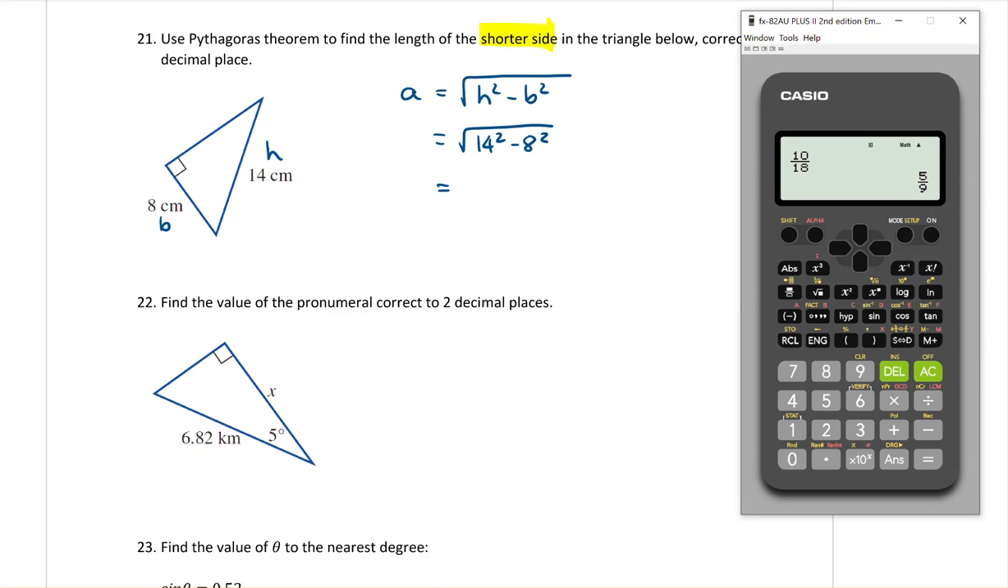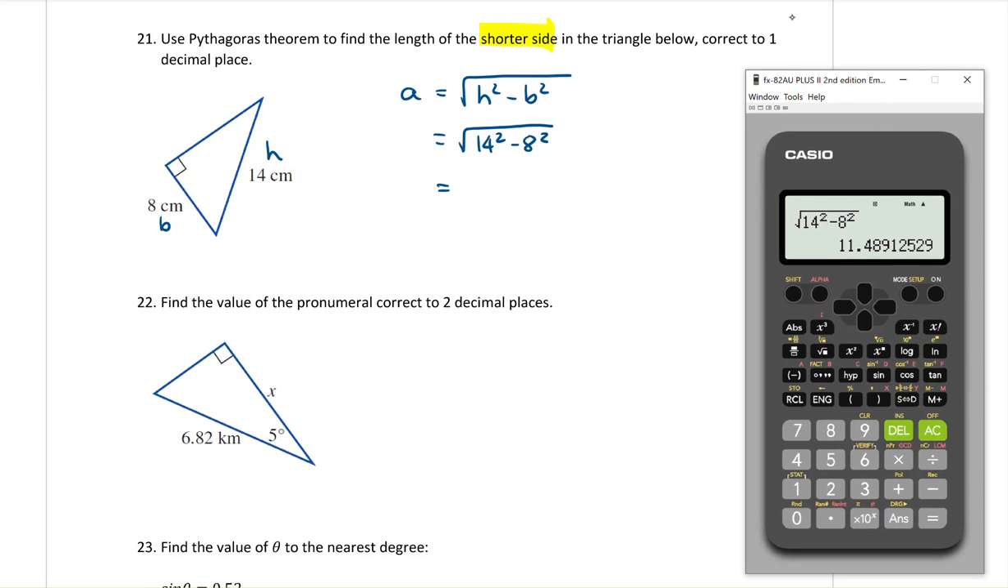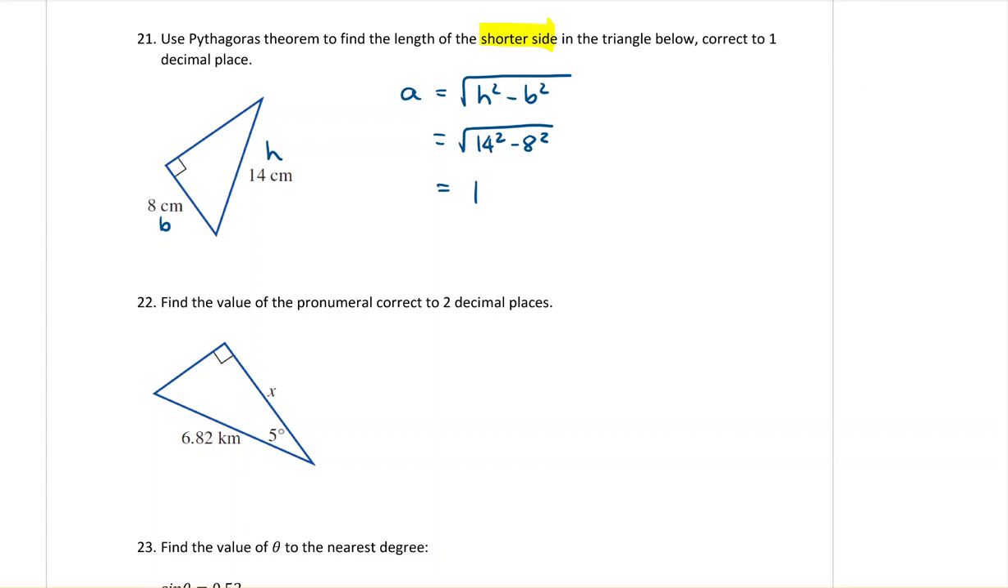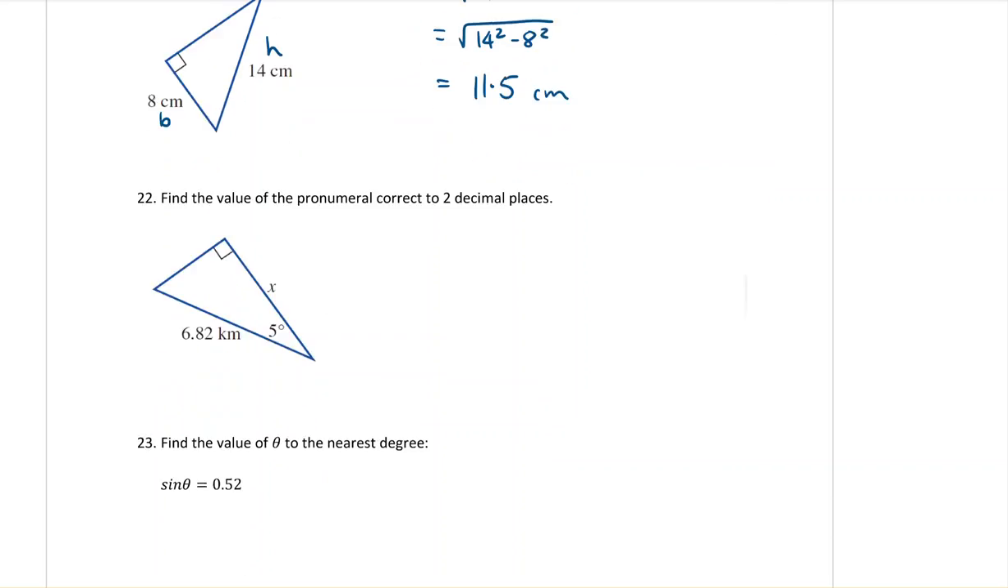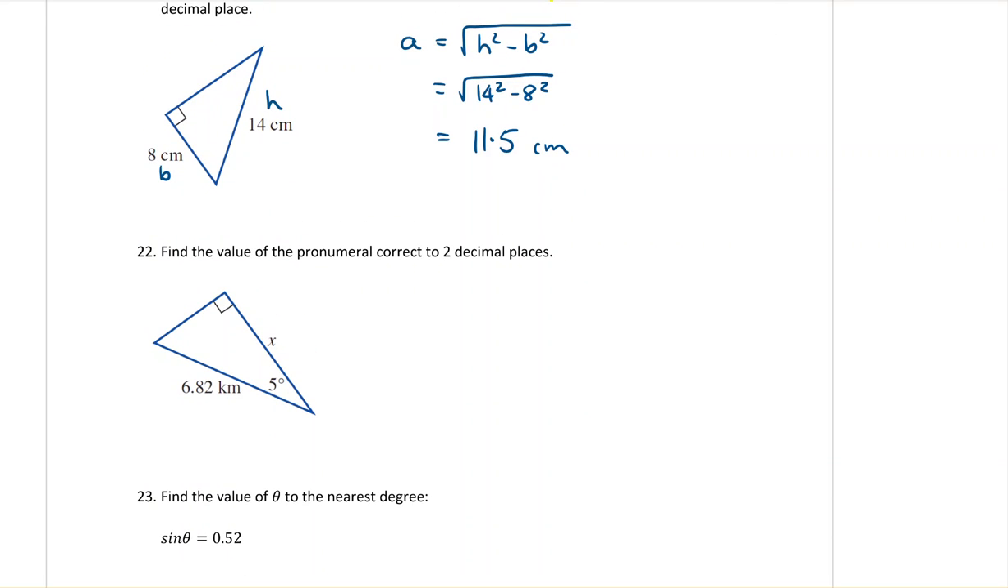Always check the question to see where you're rounding it. That one said 1 decimal place. So the square root of 14 squared take away 8 squared equals 11.5, yes. And it is also in centimetres. Because we had centimetres there, we can include that in our answer as well. If we don't include that, it should be included. Do we get? I probably wouldn't deduct it. No, probably not.